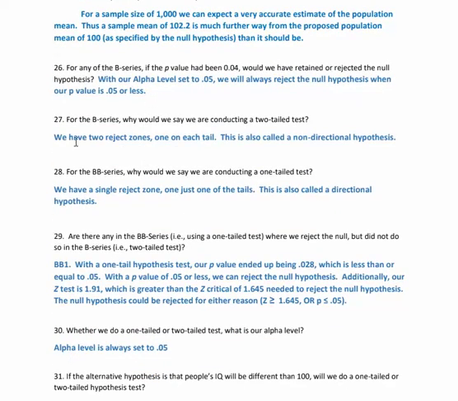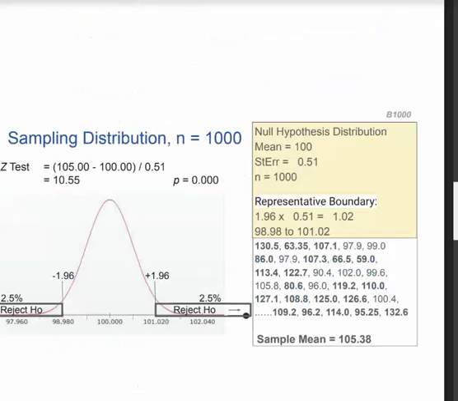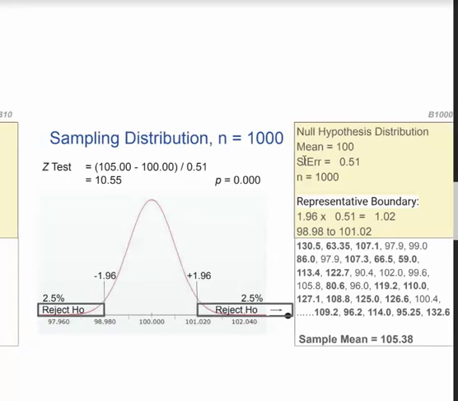Number 27, for the B series, why would we say that we are conducting a two-tailed test? And it says here we have two reject zones, one on each tail. This is also called a non-directional hypothesis. So with the B series, you've got a reject zone on the left, reject zone on the right, covers both tails. It is two-tail.